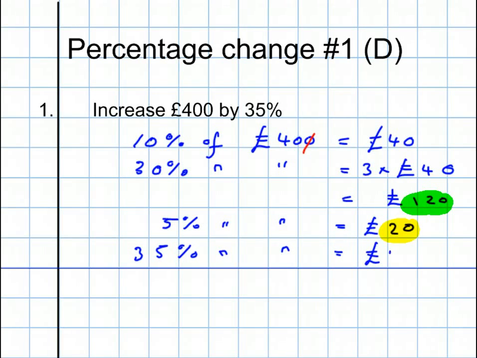Now, the question said increase £400. So there's our 400, and we add 35% of 400, which is £140, to give us £540. Now, what about a decrease?